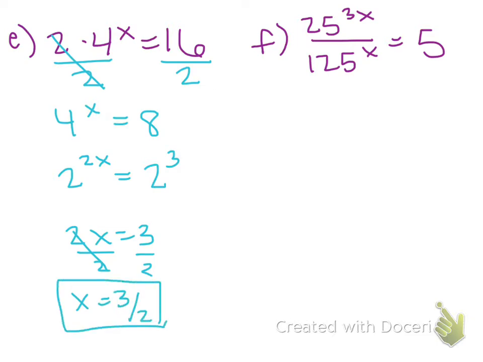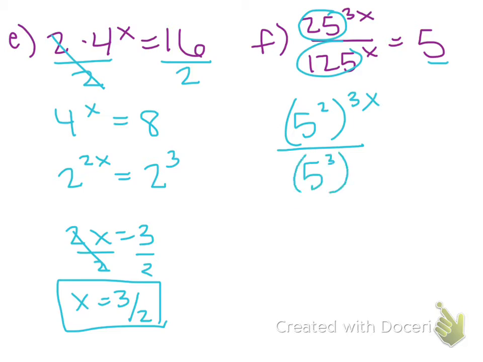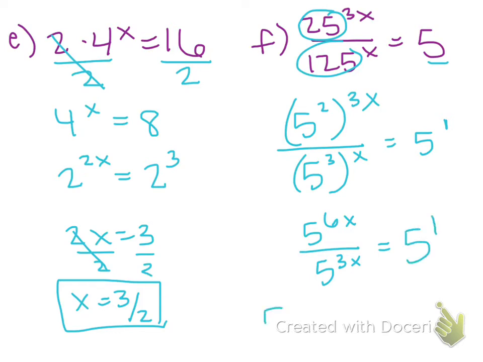And one final example. Again, all these 125s and 25s have to become 5. So in the numerator, I'll have 5 squared. In the denominator, I'll have 5 cubed. And over here on the right-hand side, that's 5 to the 1st power. Might help to add the 1. In the top, this will become 5 to the 6x over 5 to the 3x. And now we subtract those exponents. So this will be 5 to the 6x minus 3x.